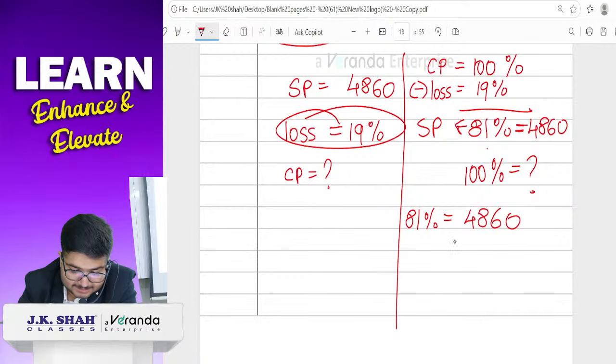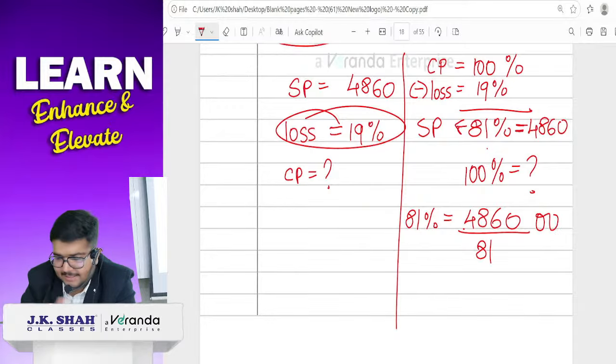So now 4860 is 81%. So you will divide this by 81 and then put 20 every time. Divide it by 81 and then put 20. Now, do you know the table? Is 4860 divisible by 81 or not?